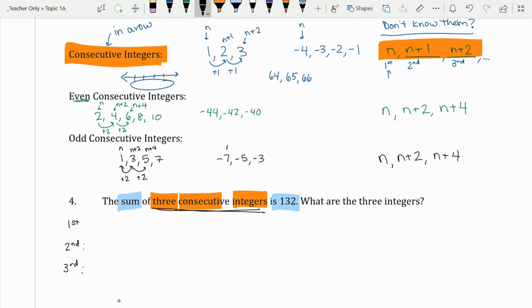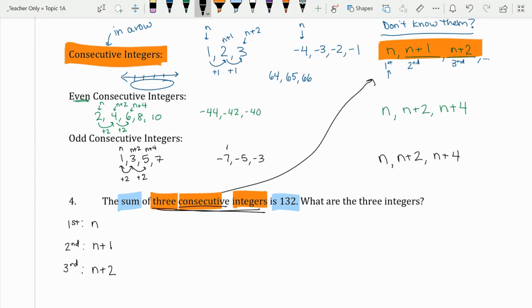I'm adding 3 of those together. I don't know what my first one is. Since it just says 3 consecutive and it doesn't say odd or even, I'm going to use those up there. So my next one would be n plus 1, and my third would be n plus 2. So I have all my labels here. These are the 3 numbers I'm going to take the sum of.